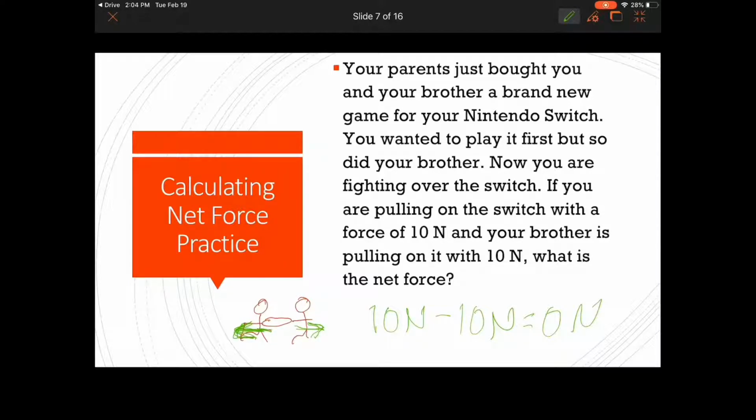So as of right now, neither one of you is going to get the Switch, and more likely, it's going to fly out of your hands, smash into something, and break. So if this truly happens in your household, make a compromise. Don't break your expensive Switch.